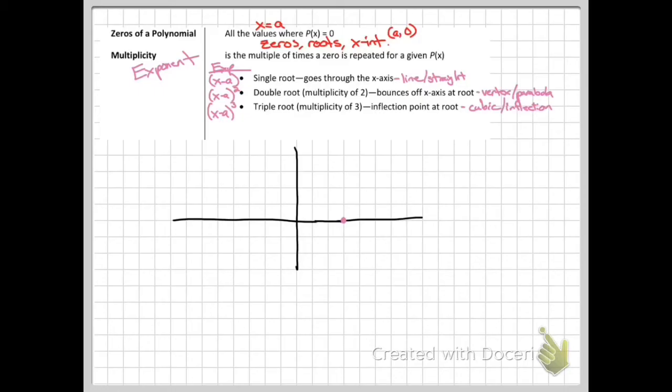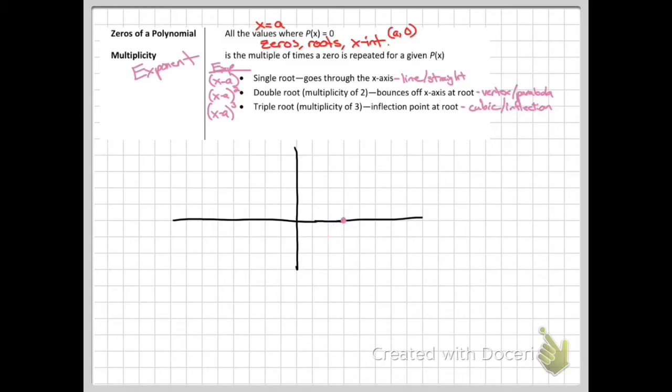So if that's my dot down below, it might come up, try to draw an inflection point and go the other way. Or it might come down, try to draw, that one's not very good, try to draw an inflection point and go the other way. So triple root, x minus a cubed.